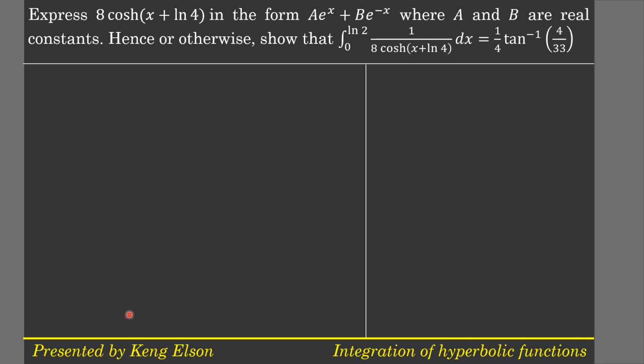So in this video we are going to look at how to integrate a hyperbolic function. But before doing that, we begin with expressing 8 cosh(x + ln 4) in this form. Then we use the idea of expressing it in this form to integrate it.